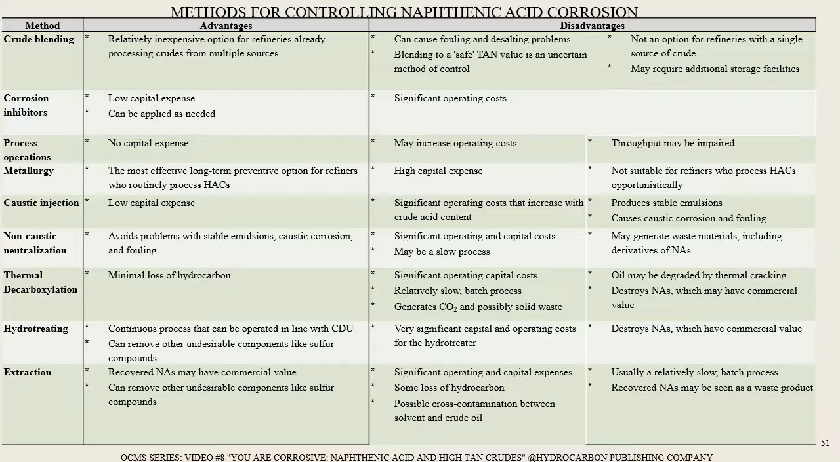This table summarizes the advantages and disadvantages of the various naphthenic acid control methods that we discussed. Except for crude blending, the rest of these control methods have significant capital costs and/or operating expenses. However, like the use of caustic injections, crude blending may result in fouling and other issues. Refiners who need to recover naphthenic acids may wish to avoid methods like thermal decarboxylation and hydrotreating that destroy them. When selecting a method to use, it is important to determine the operational and economic pros and cons.